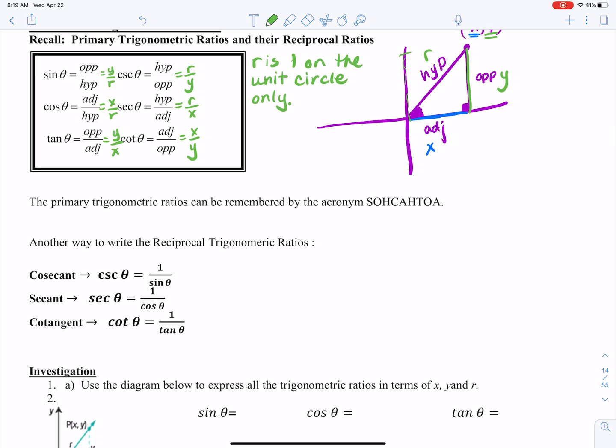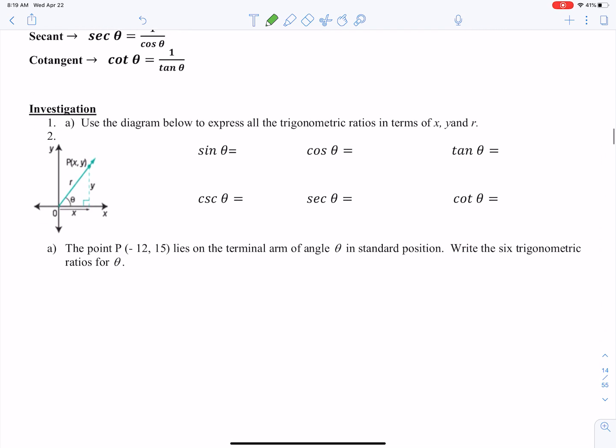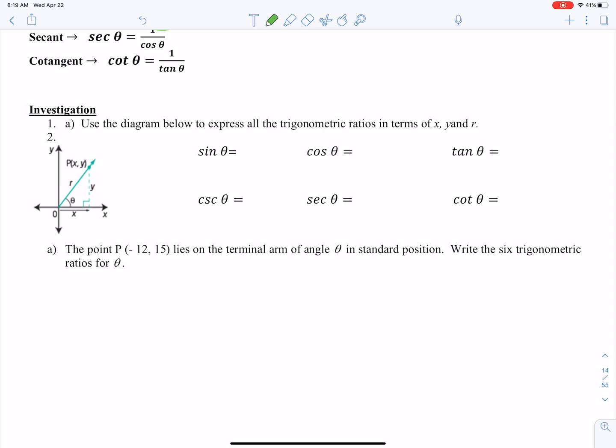Another way to write the reciprocal trig ratios is to write it as cosecant is 1 over sine, secant is 1 over cos, and cotan is 1 over tan. So let's take a look here. Use the diagram below to express all the trigonometric ratios. Make sure you're really paying attention to what they're asking for, because primarily trig is going to be asking for angles or ratios. And when we're looking for ratios, we're basically looking for a fraction based on a triangle.